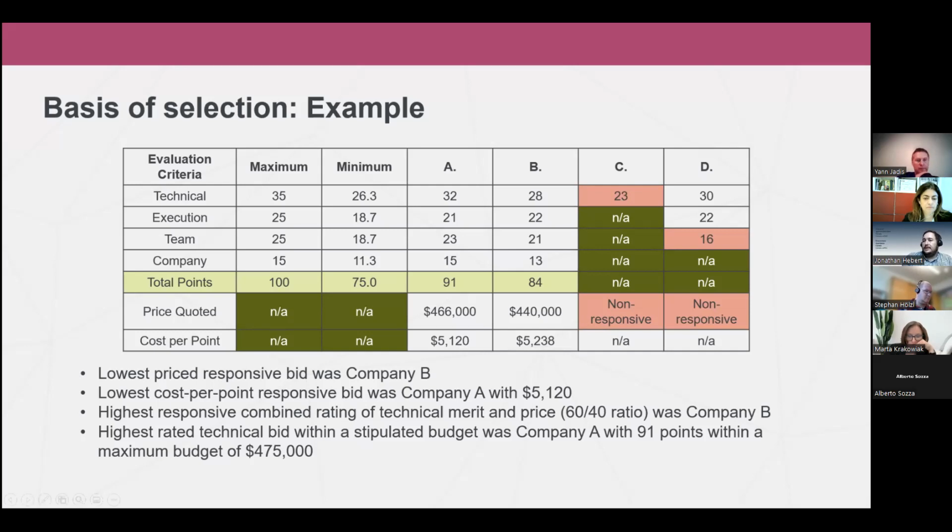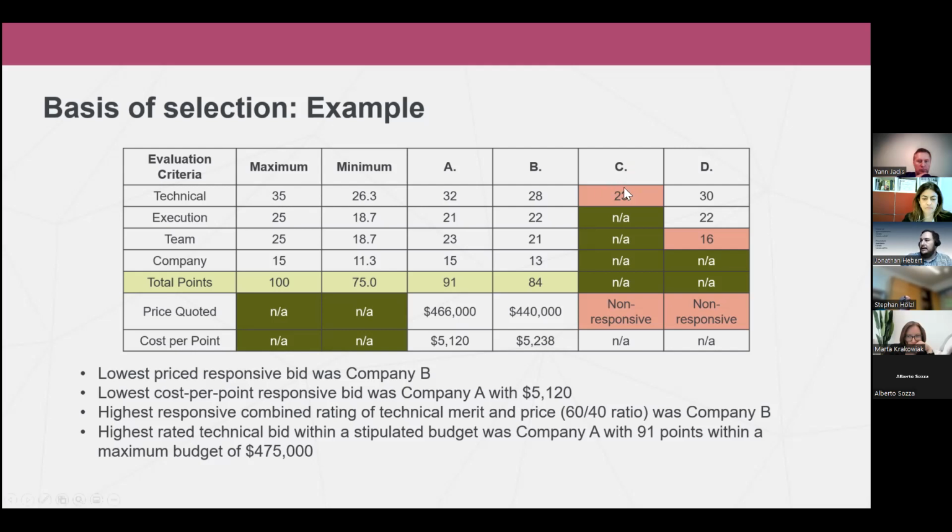Okay, so basis of selection. Here's an example of a certain process. We're going to show three different examples of how the winner would be chosen. We have companies A, B, C, D here. We've got a technical score, and this would be detailed as to what the technical requirements are in the actual solicitation. There's a minimum score of 26.3 and a maximum of 35. So 35 points available, but if you don't get a score of 26.3 in the technical, you are immediately non-responsive.